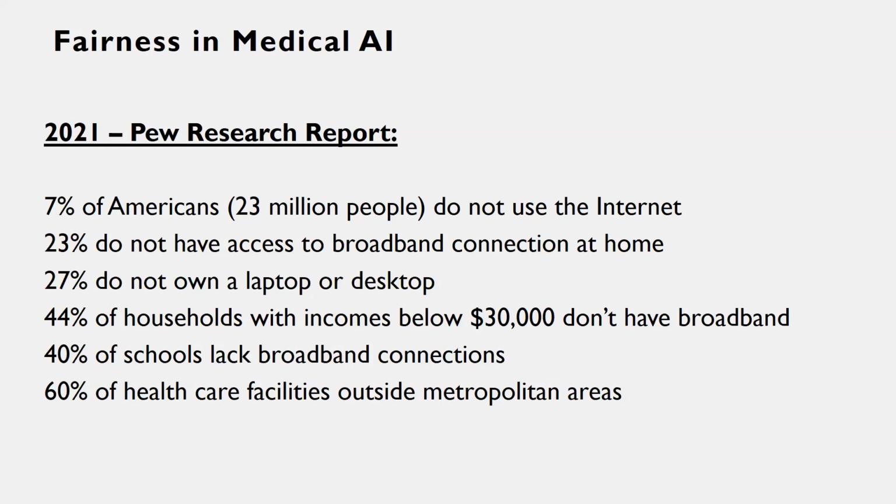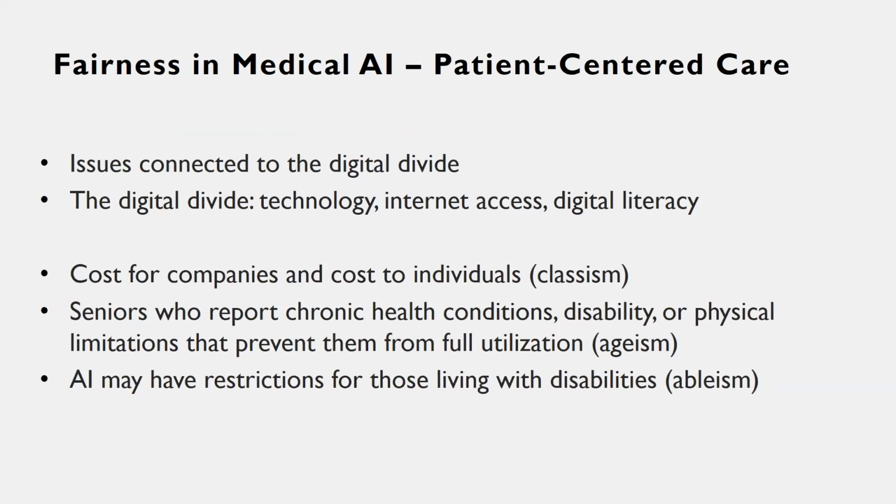But when we look at these Pew Research reports, we know that there is what's called a digital divide. The digital divide is access to technology, internet access, and digital literacy, right? So it's cost for companies and cost to individuals, which is about classism. We know that a lot of rural communities or segregated neighborhoods oftentimes don't actually have access to Wi-Fi because companies have not built in those areas, because the number of people who actually have a smartphone is not worth it for them to build a platform in that place, as well as cost to individuals.